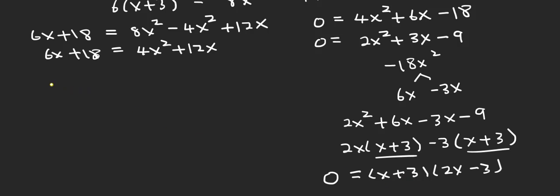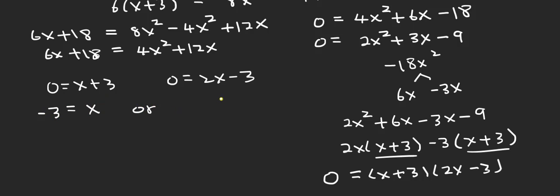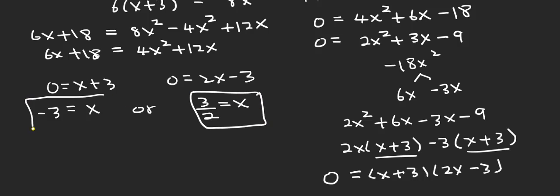So what are the x's? We know that 0 equals x plus 3, and 0 equals 2x minus 3. So x has to equal negative 3, or x is 3 over 2. So we have two possible solutions: x equals negative 3 and x equals 3 over 2.